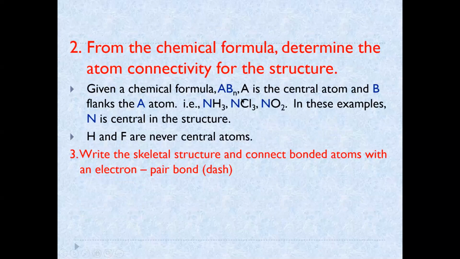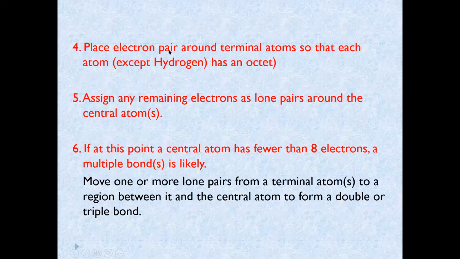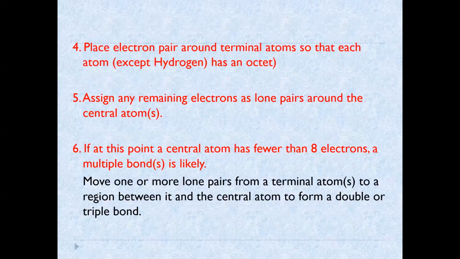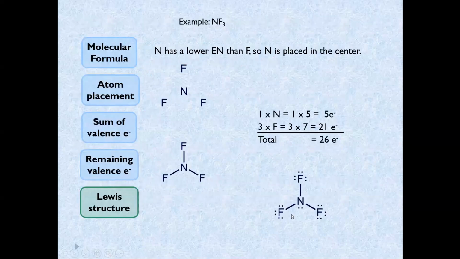And the rule says that we should determine the atom connectivity, and place electron pairs around terminal atoms so that each terminal atom has an octet. So that was what we did. We put electrons around the terminal atoms. We gave each of them a pair, 1, 2, 3, 4, 5, 6, 7, 8. You have to count this one as well. For this also, 1, 2, 3, 4, 5, 6, 7, 8. That's what the rule says. It says later that any remaining electrons will be given as a lone pair to the central atom. By the time we give all the terminal atoms 8 electrons, 8 times 3 is 24, we have a total of 26. So the remaining two are given to nitrogen as a lone pair of electrons.